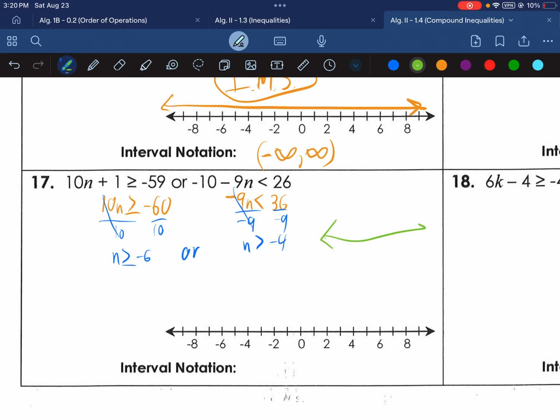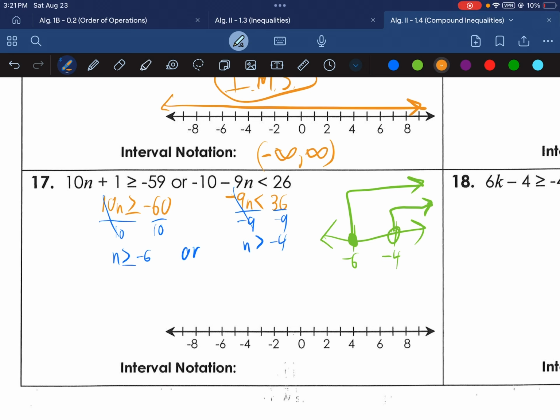So we do a rough draft. Smaller number on the left, bigger number on the right. n is greater than or equal to negative 6, that'd be a closed circle going to the right. And n greater than negative 4 is an open circle, also going to the right.